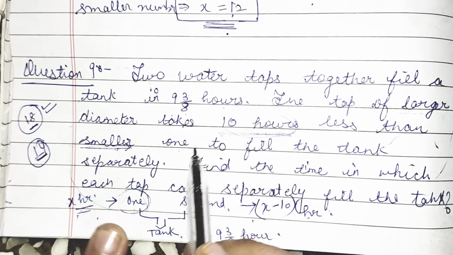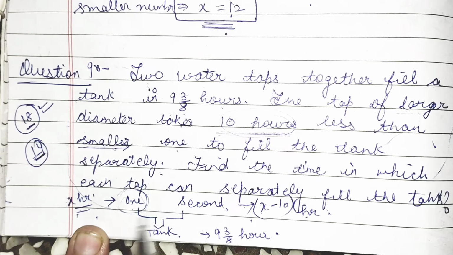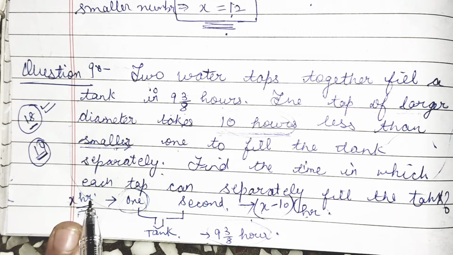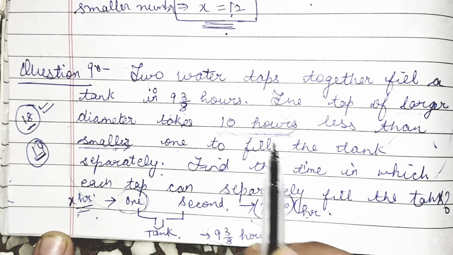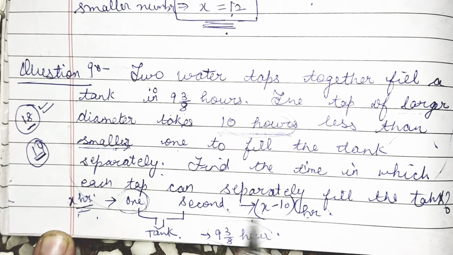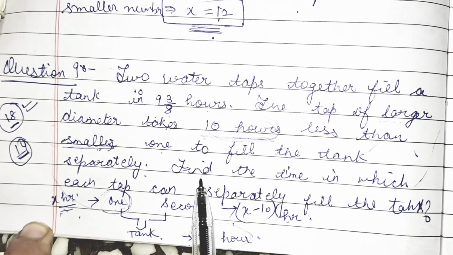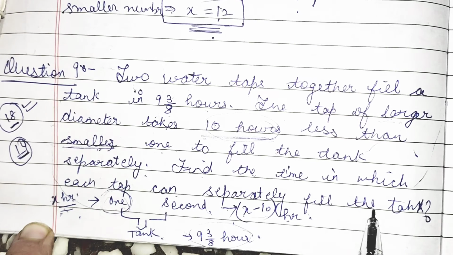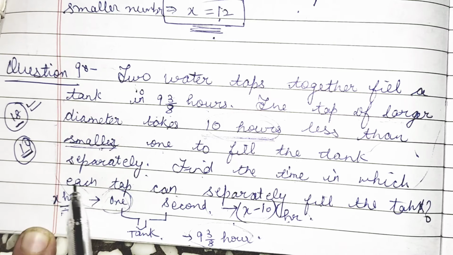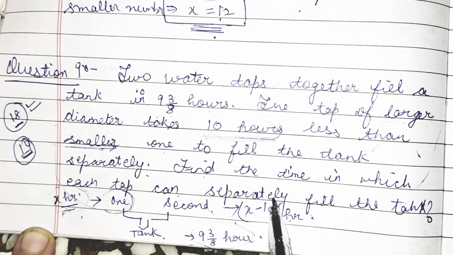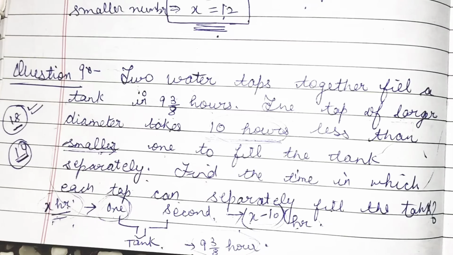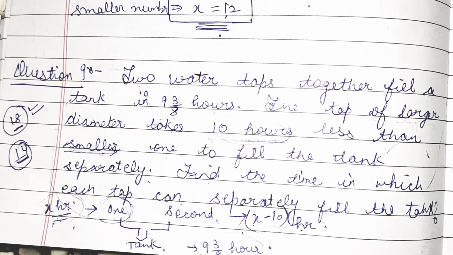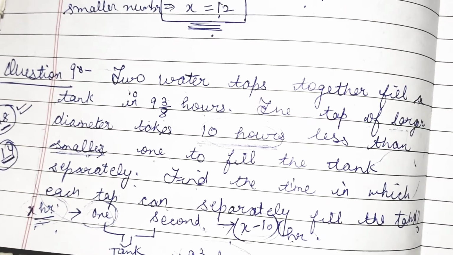Okay, to fill the tank separately means combined they are taking this much time, and if only this tap is running, then the larger one will take 10 hours less. Okay, so what do you have to find out? Find the time in which each tap can separately fill the tank. So you have to find the value of x as well as the value of x minus 10. Okay, so how will we approach that?